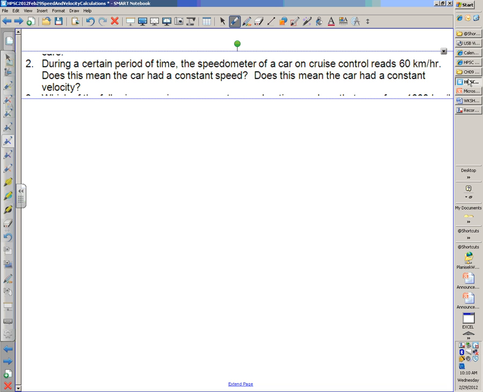Just because you don't know which direction it is going, more importantly, if it was to have a constant velocity during that entire time, it would have to be going the same direction. It doesn't matter which direction it's going; to have a constant velocity, it would just have to keep going the same direction. Does that make sense?